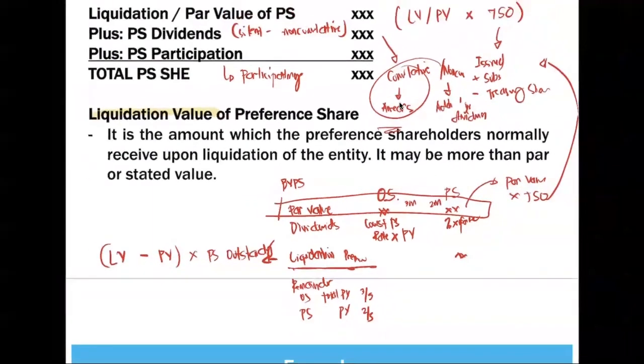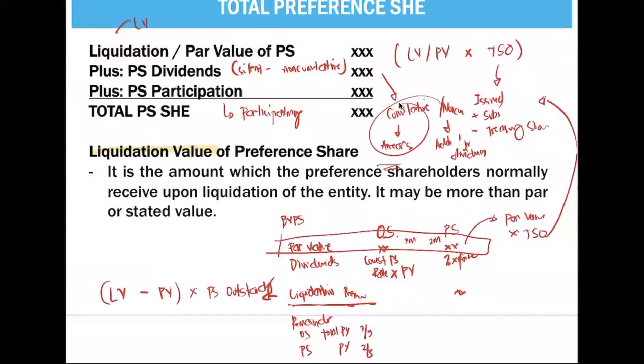Okay? So here, in your total preference SHE, again, how do we compute? Your liquidation value or your par value of PS, plus your preference share dividends. Remember, if it's silent, it is non-cumulative. But if the problem tells you that it is cumulative, you need to add the dividend in arrears. You also add the preference share participation in case it is participating. The question is, how do we apply your participation? You already know how to apply your participation when we talk about your dividends. But that is of dividends. Now, since we're talking about your book value per share, how do we get your participation?